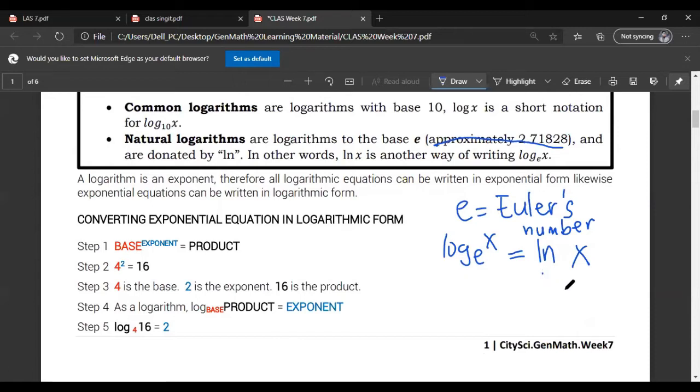At saka mas madaling bigkasin pag ln. Para parang log, 'di ba? Log of x o ln of x. Ibig sabihin pag ln, ano siya? Logarithm of base e. Okay? So ln of x na lang.